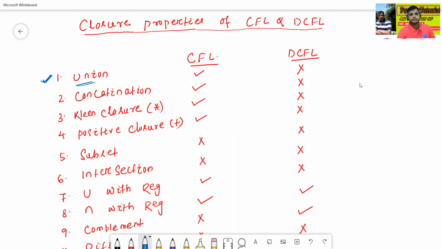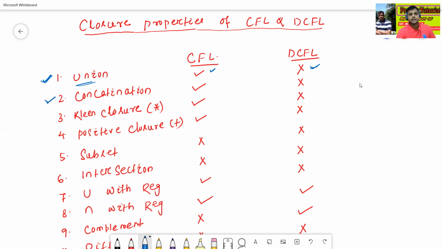Union is closed under CFL. The union operation is closed under context-free language. Closed under DCFL operation means it need not be closed under. We can say the union operation need not be closed under DCFL, the deterministic context-free language.